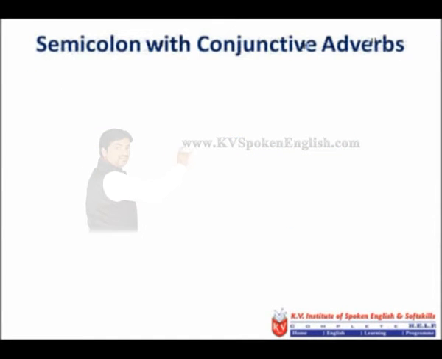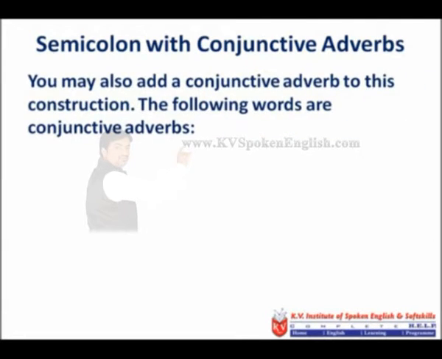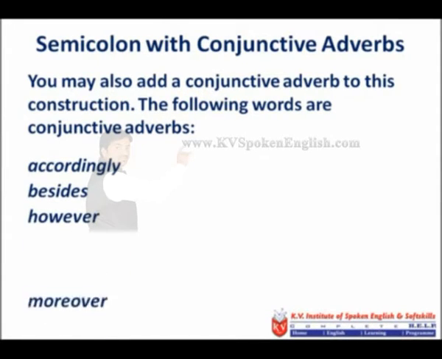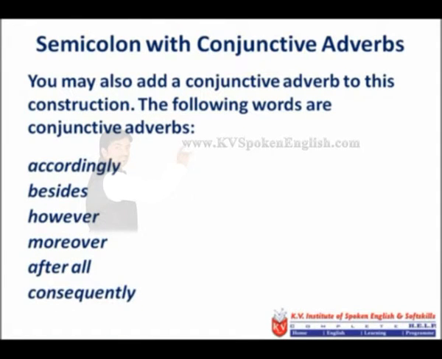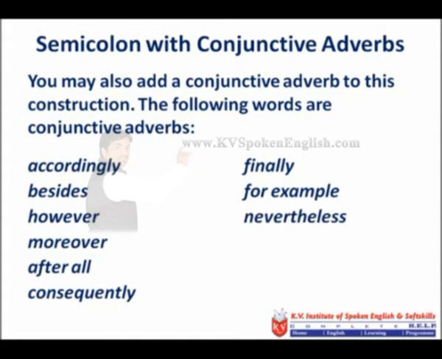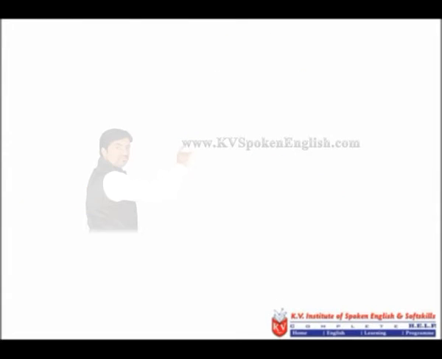For is used for a reason, and is used for addition, then is used for continuation, but or yet can be used for contrast, or is used to join clauses which have a choice. So is used in clauses which show result. Now let's see how we can join two independent clauses with a semicolon. We can use conjunctive adverbs like accordingly, besides, however, moreover, after all, consequently, finally, for example, nevertheless, regardless, still, though, etc.